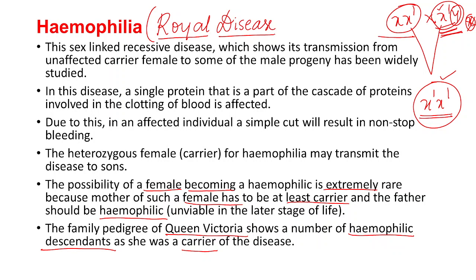Since the individuals here show continuous or non-stop bleeding, this disease has another name, that is bleeder's disease. It is also called bleeder's disease or the royal disease. Clear? And a very important point to be noted is that it is sex linked recessive. In pedigree analysis you may get this type of question, so remember that hemophilia is sex linked recessive.